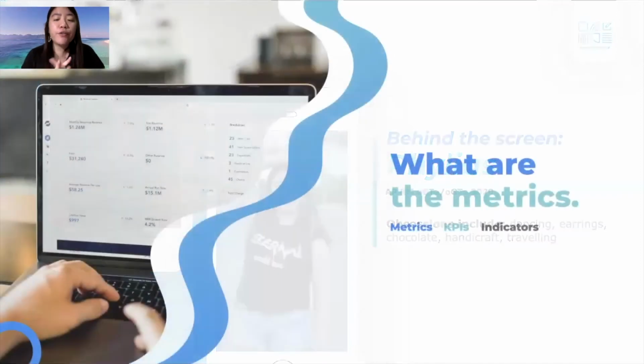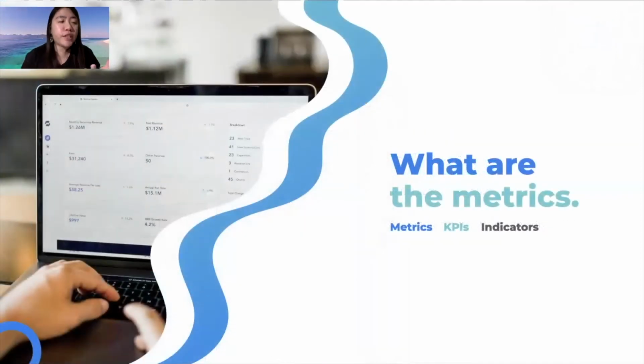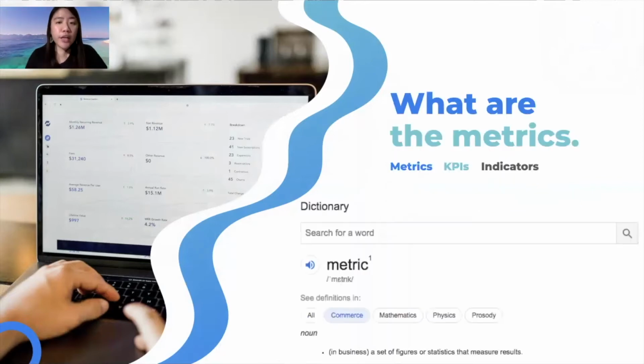So today we're going to talk about matrix, but what are matrix? A lot of people may ask about it, because they may have different names. For example, you have KPIs, you have indicators. So actually they all have the same meaning. But if you look into the definition, what exactly is matrix? It is a set of figures or statistics that measure your results.